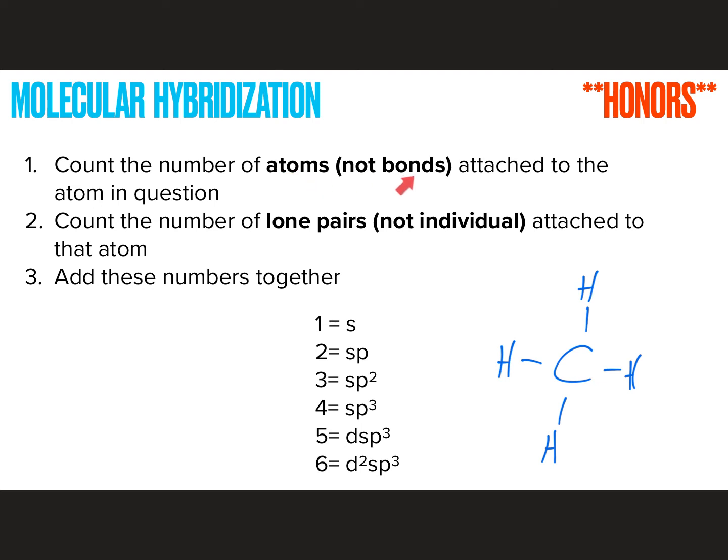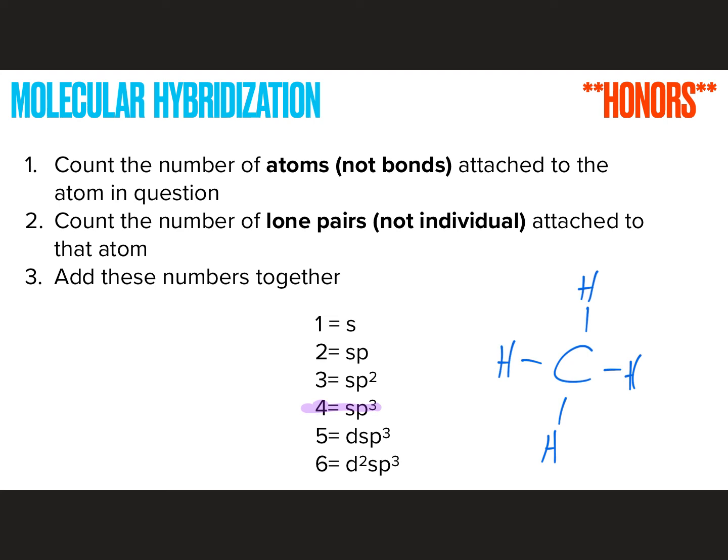So count the number of atoms attached, and then count the number of lone pairs that are on the atom, not the individual electrons. So you want either one pair, two pair, or three pair. And you add those numbers together. So for this carbon, there are four things attached to it, and there are no lone pairs on it. So it's a total of four. That means the hybridization is going to be sp3 hybridization.